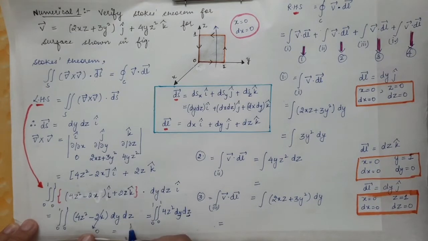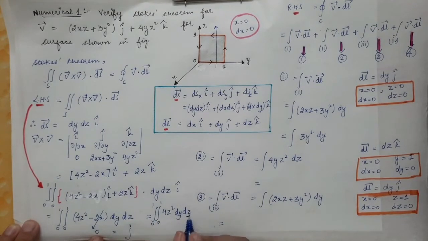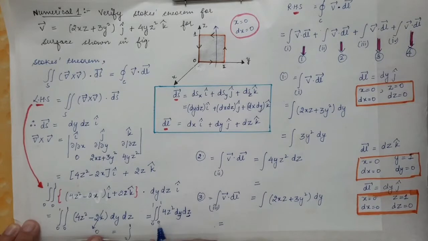So you will get the integral from 0 to 1. This is the integral for the z variable. So the outer integral is for the z variable, and the inner integral is for the y variable. Now we are evaluating the inner integral. For the inner integral we have the y variable, and for that 4z square will be constant, so that will come out of the integral. We will be just left with the integration of 1, which will be simply equal to y. It will vary from 0 to 1, and dz will remain as it is.